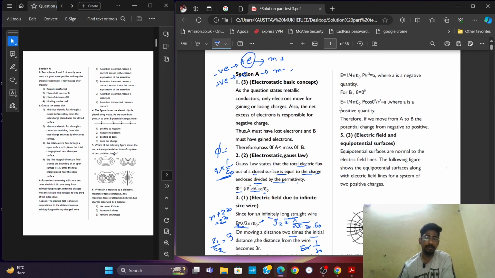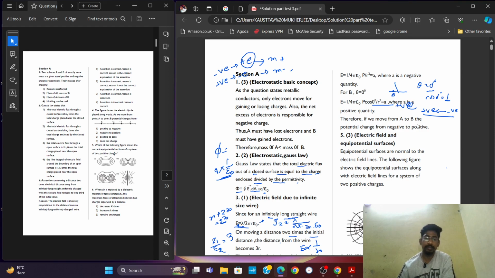But in case of the point B, this point here, the angle theta should be taken as 0 degrees, and cos 0 equals 1, positive 1. That means here the whole value will be positive. Therefore, we can say that if the potential moves from A to B, it will be moving from negative to positive. That means option 2 is correct.